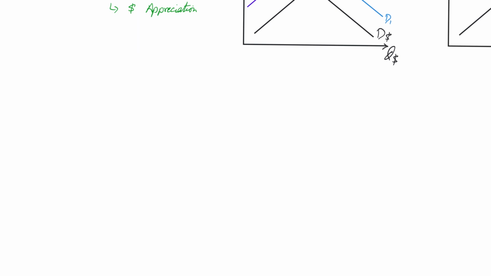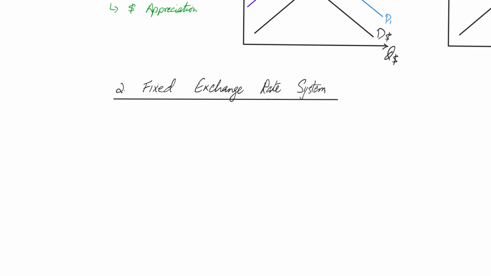The second system that a country can use is called a fixed exchange rate system. In a fixed exchange rate system, the demand and supply no longer determine the exchange rate.